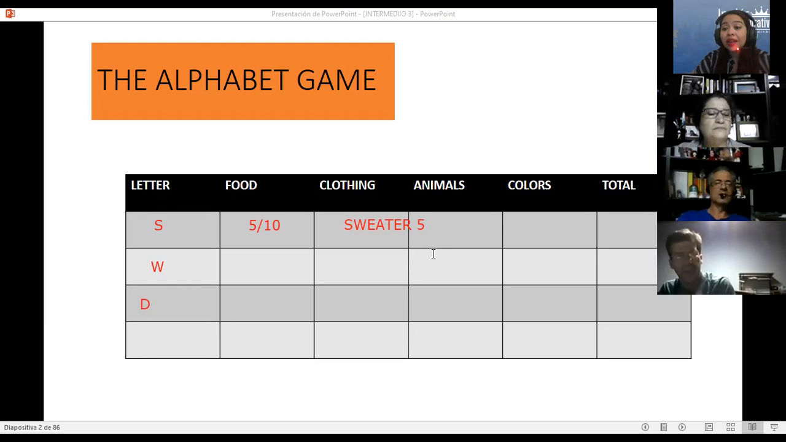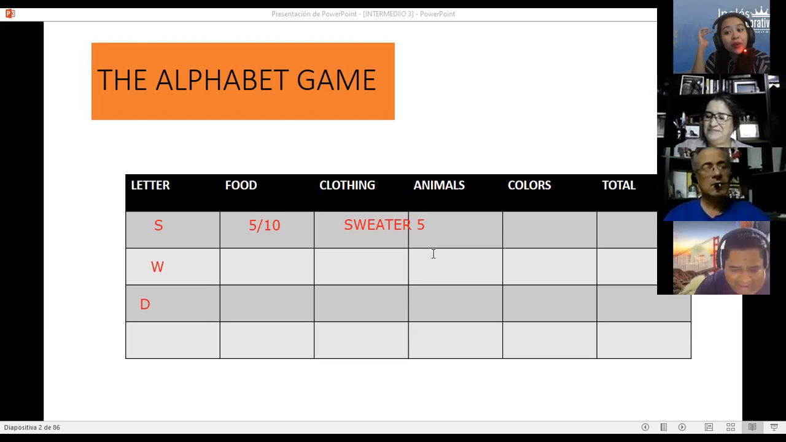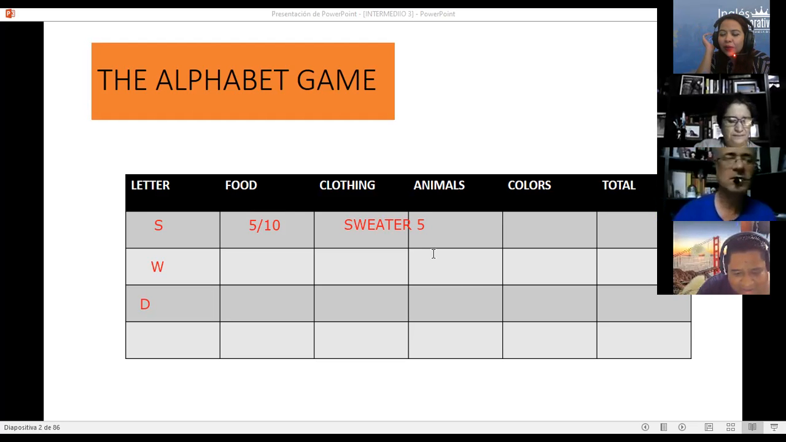Okay, animals. Do you have any animal with D? Donkey. Okay, so donkey. Deer. Dingo. Dolphin. What's dingo? Yes, dingo. It's a kind of dog. It's similar to a wolf or a dog.